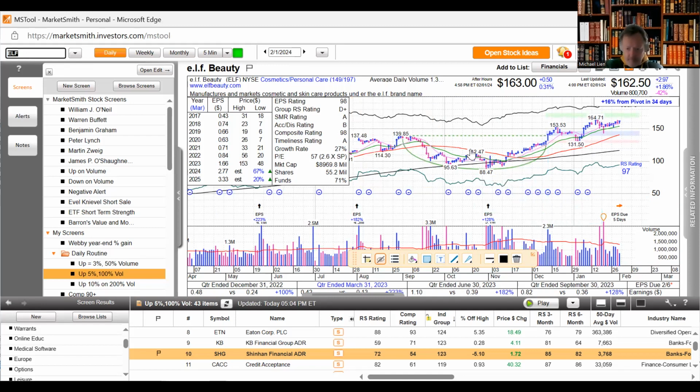It's working on a cup here. Cup pattern broke out and pulled back to 131. And then it just moved right on back there.